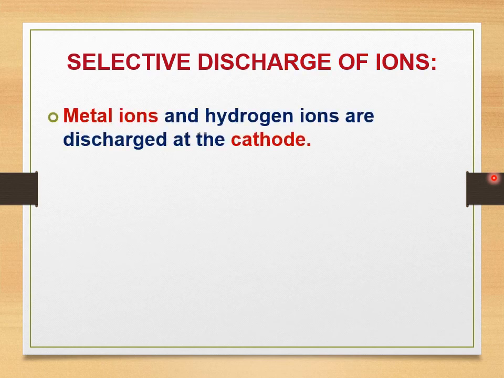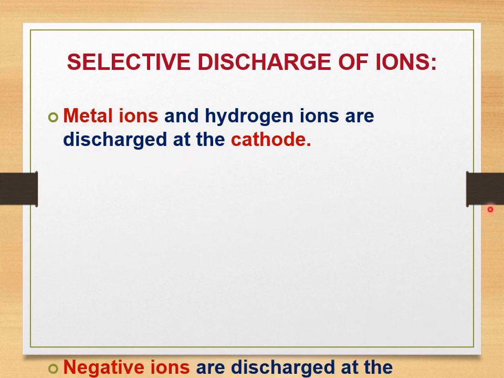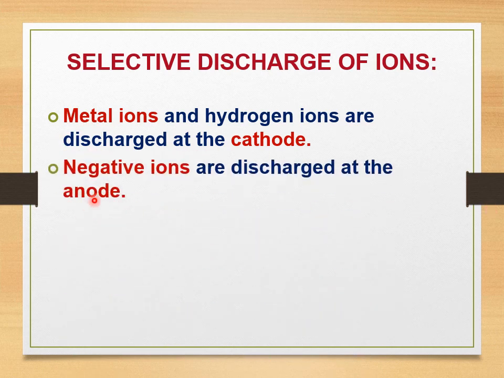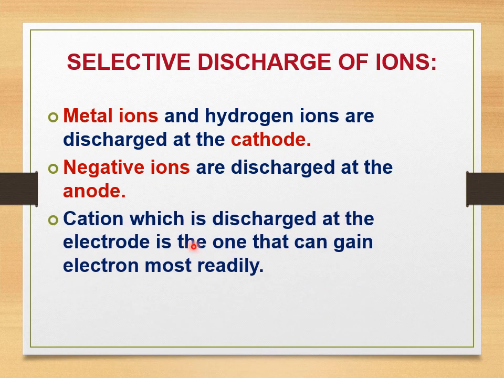Selective discharge of ions. So if we have multiple ions, metal ions and hydrogen ion are discharged at the cathode because they are cations, and negative ions are discharged at the anode because they are anions. Cation, which is discharged at the electrode, is the one that can gain electron most readily.